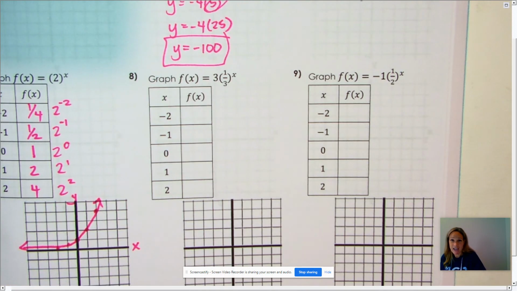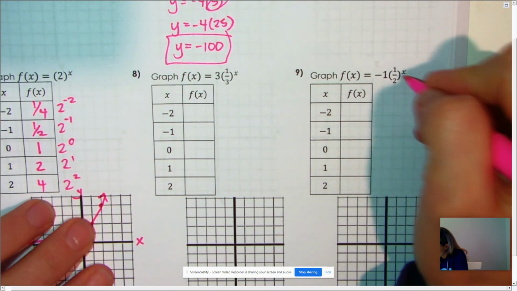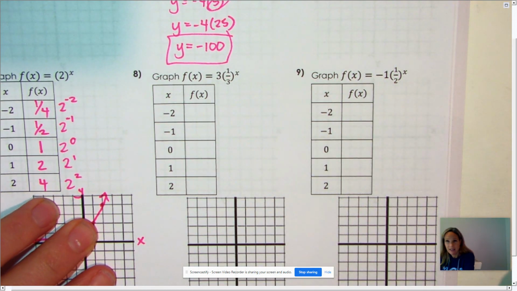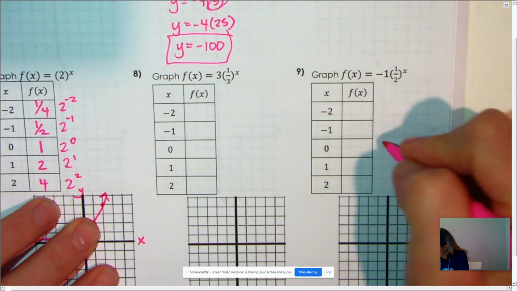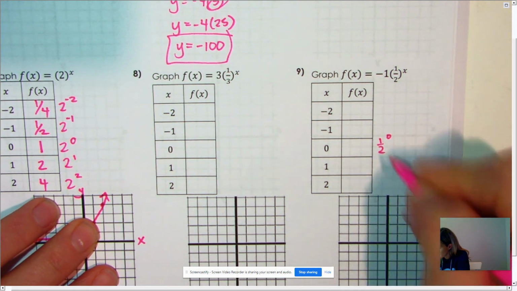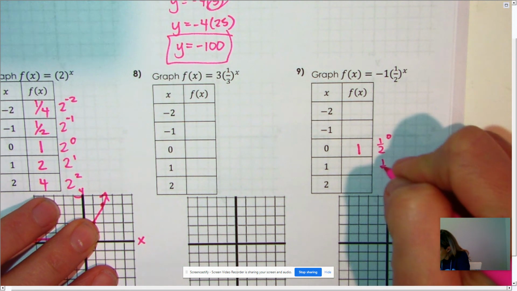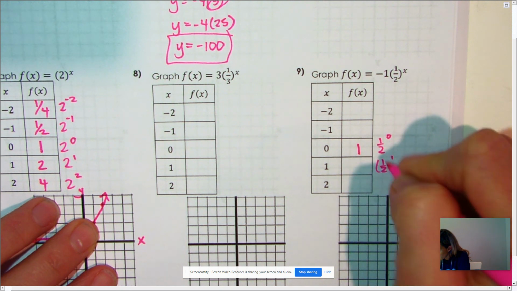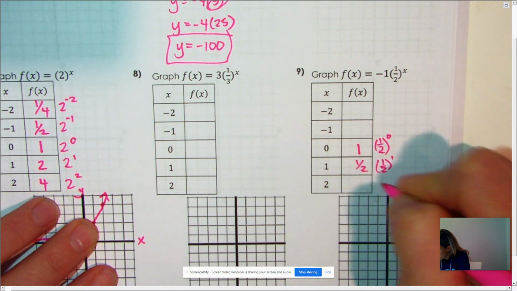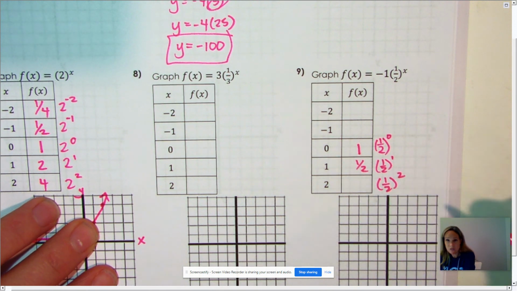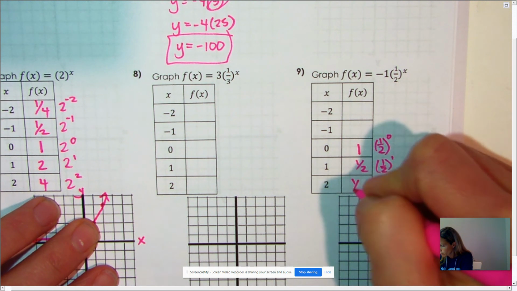Okay, number 9. Here's the super fun one because we've got this fraction in there. Well, remember, if I plug in 0 to anything in the exponent, that's going to equal 1. If I have 1/2 to the 1, that is going to equal 1/2. And if I have 1/2 squared, that means 1/2 times 1/2, which is 1/4.